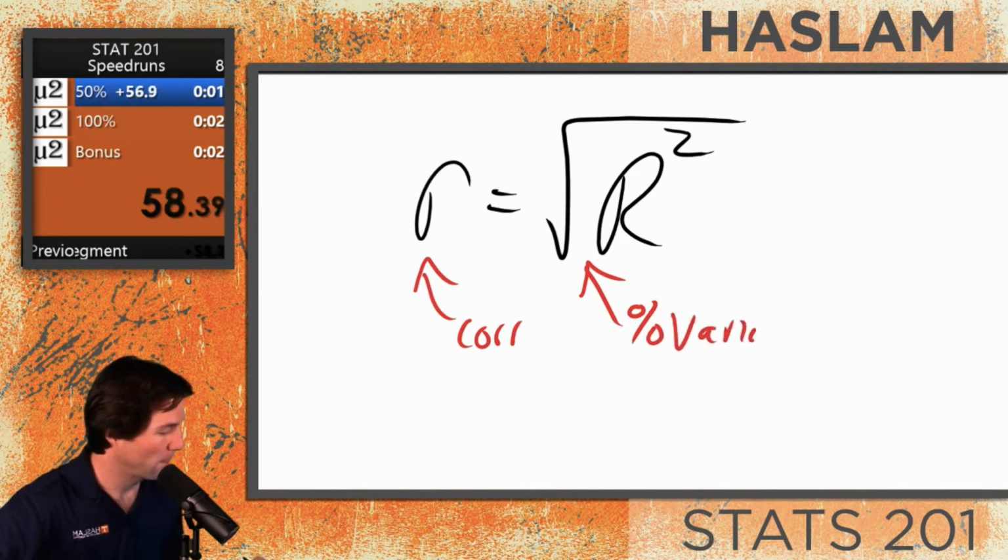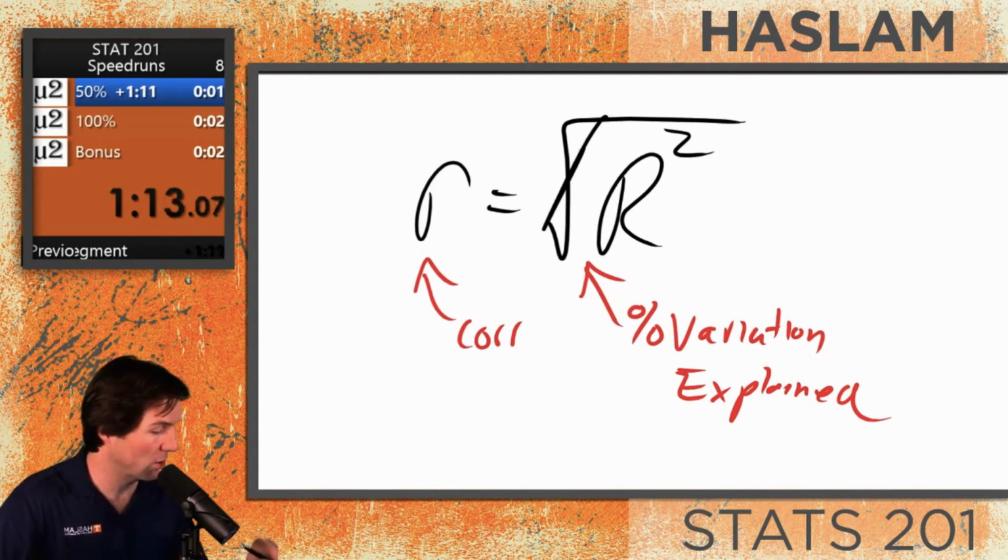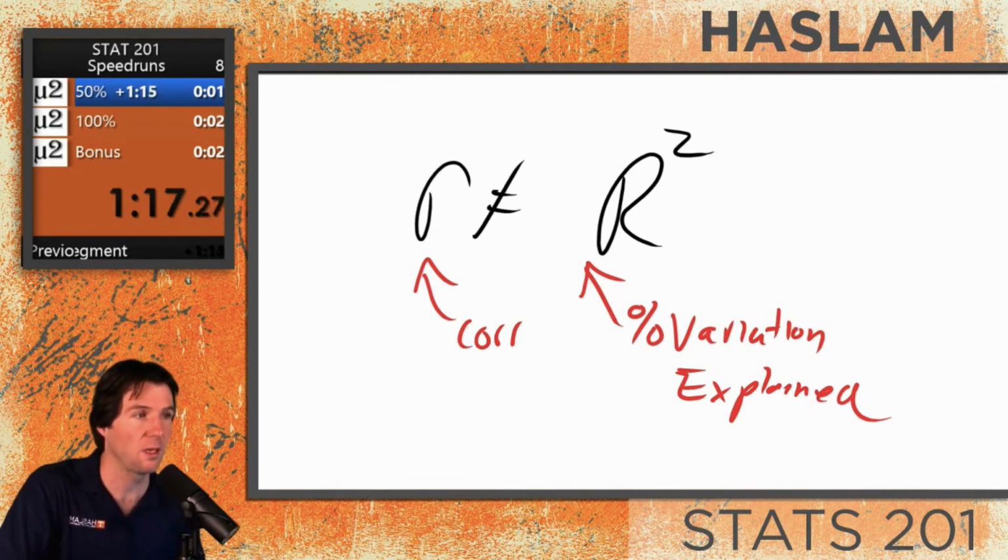But be careful. This is the one people forget because it's the percent of variation explained. Blank percent of the variation in Y is explained by the variation in X. Blank percent of the variation in Y is explained by the variation in X is the interpretation of R squared. And R squared is not equal to R. It's not the same thing.